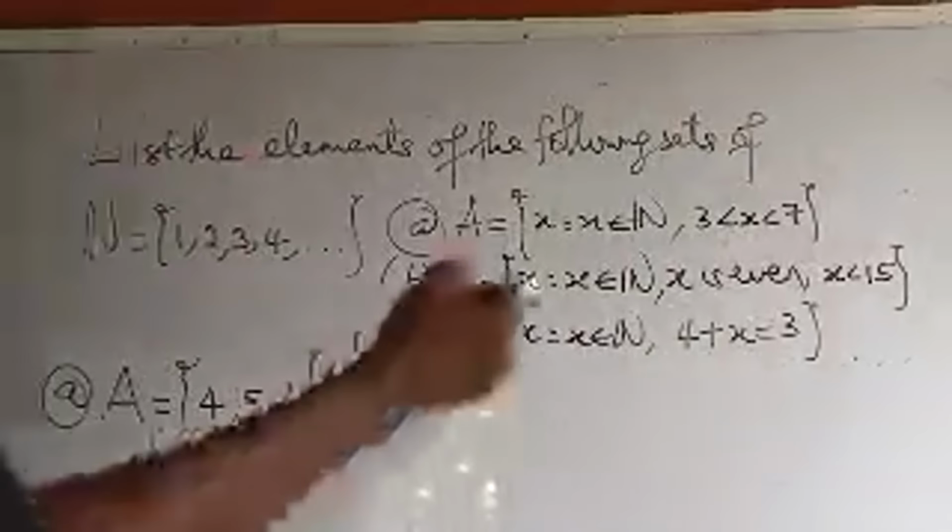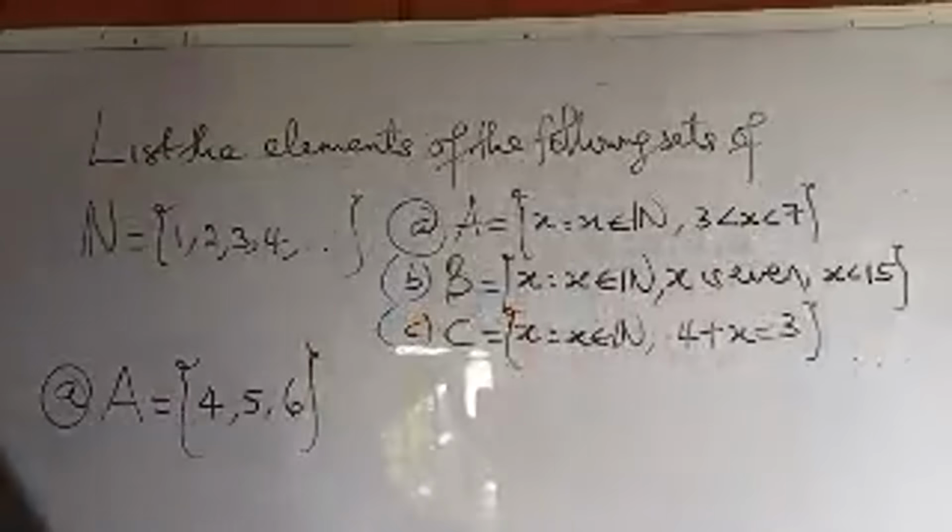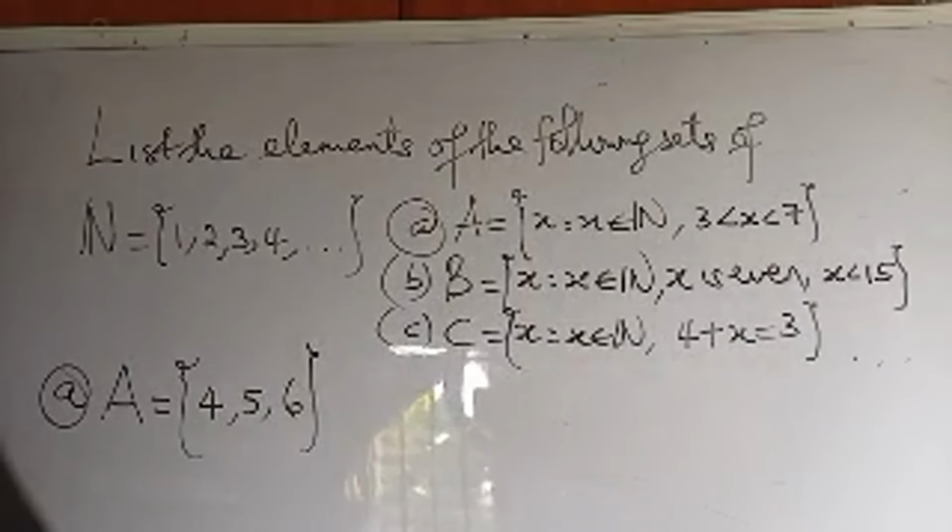You see that it has satisfied this particular property. That 3 must be less than any of these elements, and any of these elements must be less than 7. I hope that is clear.